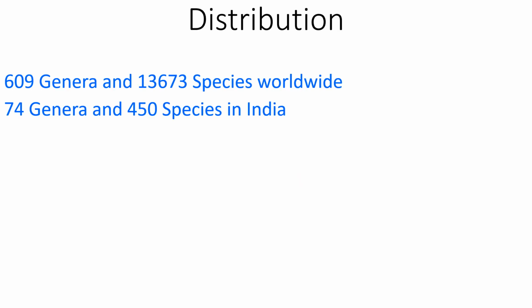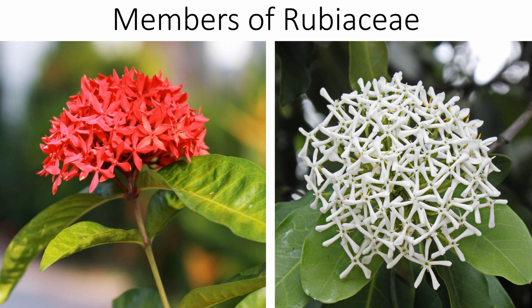Family Rubiaceae is represented by 609 genera and 13,673 species throughout the world. In India, it has 74 genera and 450 species. These are the plants belonging to family Rubiaceae. This is Ixora coccinea, and this other plant is Pavetta crassicaulis. These are two common members of family Rubiaceae.